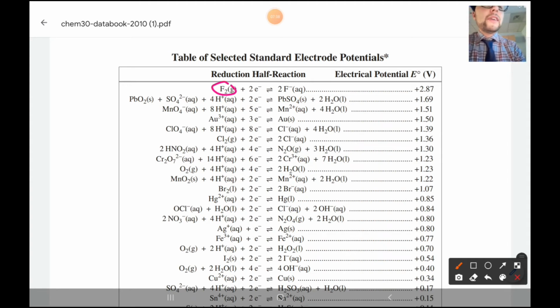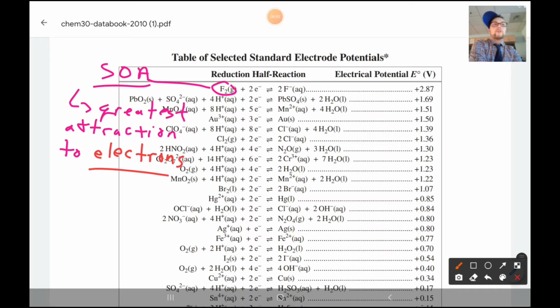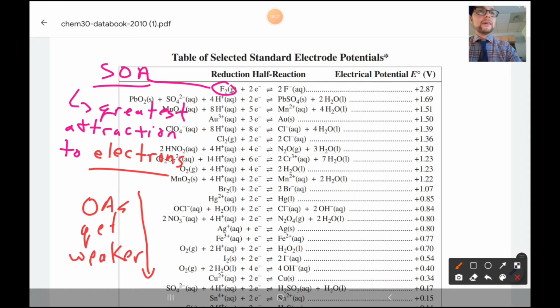The first compound or molecule that you see over here, fluorine gas, is actually the strongest oxidizing agent, period, out of all the oxidizing agents that we have at this table. What that means is it has the greatest attraction to its electrons. So not only is it going to hold its own electrons very well, but it'll also try and attract the electrons of others, which is why it's the best oxidizing agent, which means ultimately that it's going to get reduced before anything else on this table. Now, as we go down this table, your OAs get weaker, which means that they attract electrons less and less. So the strongest is at the top and the weakest is at the bottom.